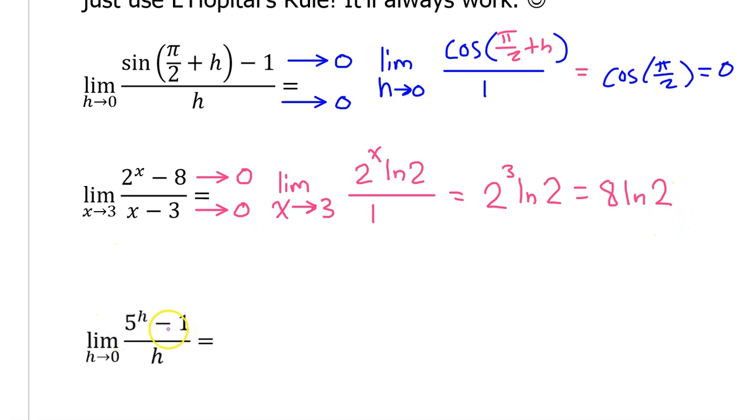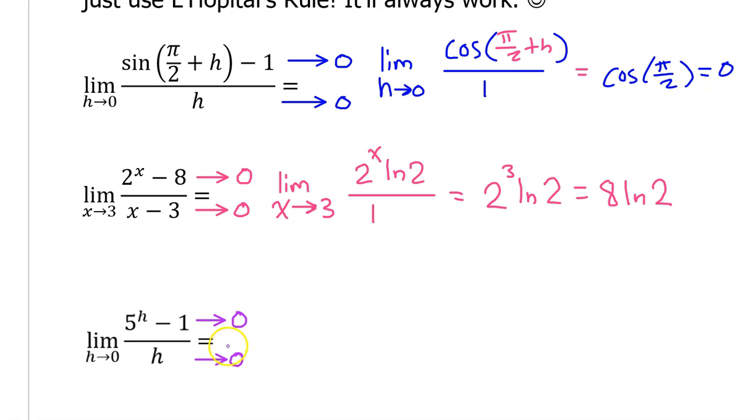L'Hopital's rule one more time. Pause the video and try the last one for yourself. Direct substitution. If you plug in 0 for h, you get 5 to the 0 power, which is 1. 1 minus 1 is 0. If you plug in 0 for h in the denominator, you immediately get 0. Showing this arrow 0, arrow 0 is mandatory for L'Hopital's rule. Make sure you don't skip this step.